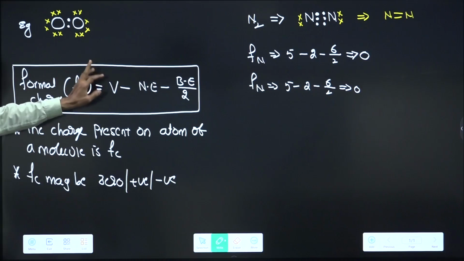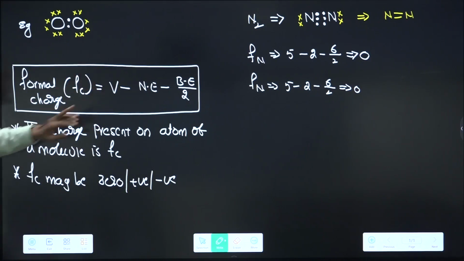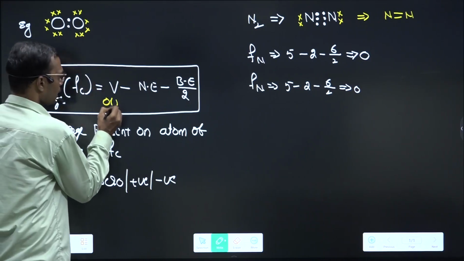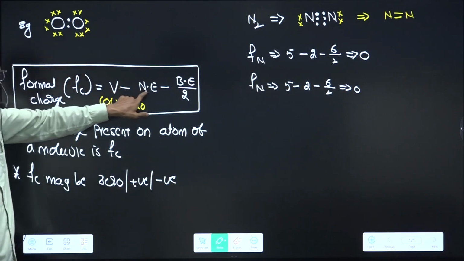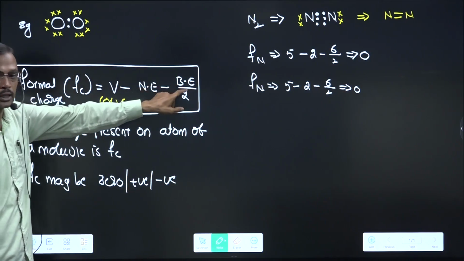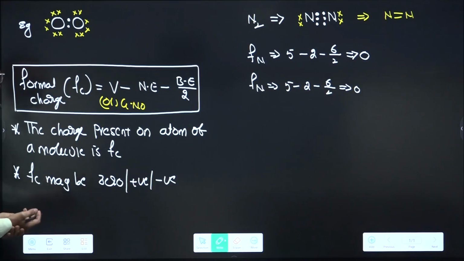V is nothing but valence electrons of the corresponding element with or without charge. Otherwise group number. You write group number, better. If you are confused, write down group number. This is group number, number of non-bonding electrons, number of bonding electrons, or valence electrons. Clear? Any doubts?